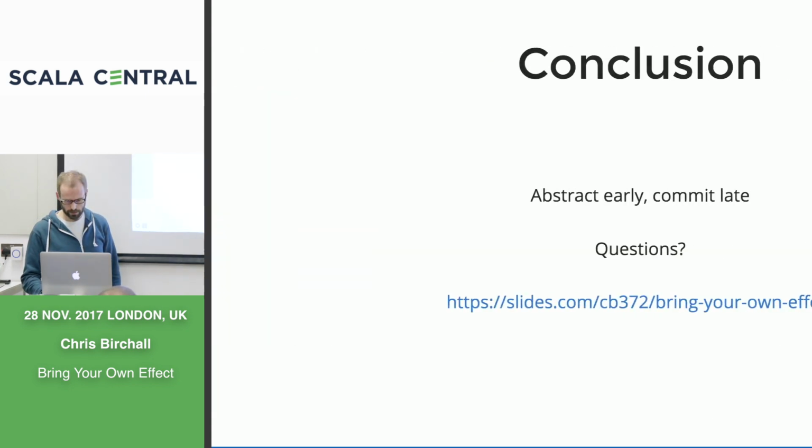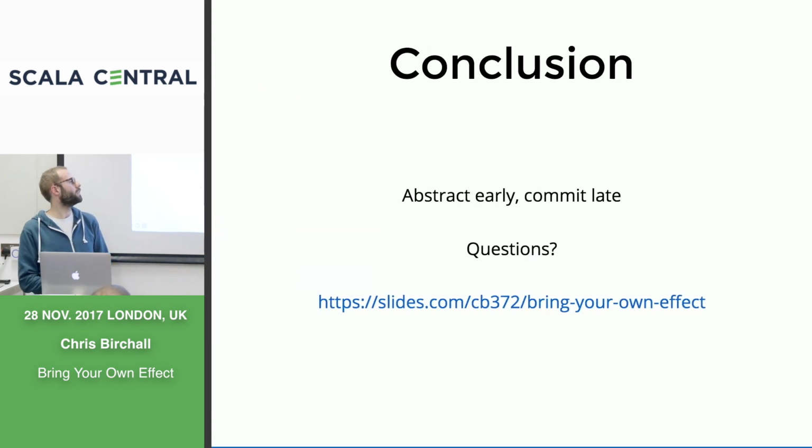I think that's all I've got. Oh yeah, so in conclusion, abstract early, meaning find these things that maybe you didn't even notice could be abstracted, like this F, and abstract over them as much as you can. And commit late, meaning commit to a concrete implementation as late as you possibly can when you're wiring up your program at the very end.